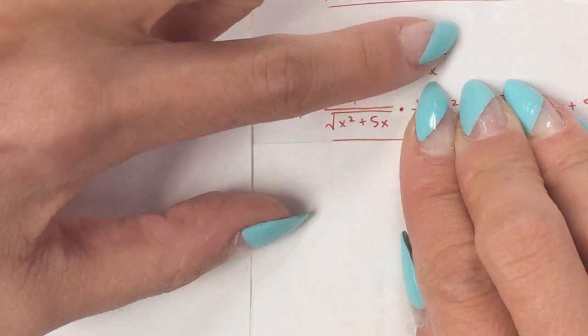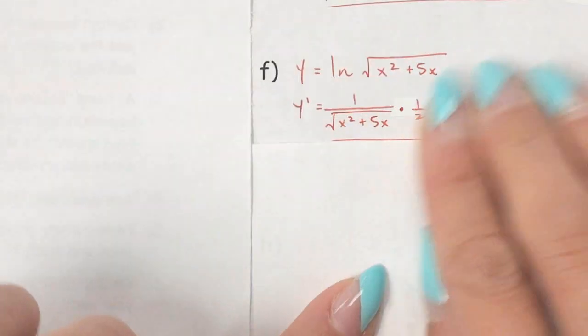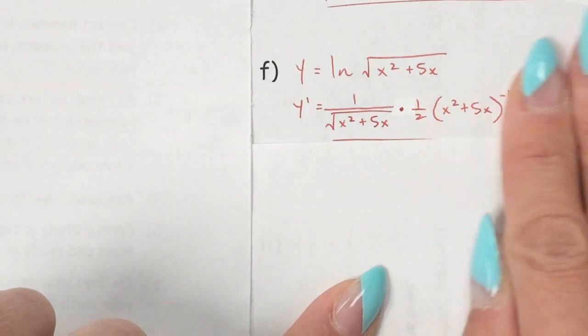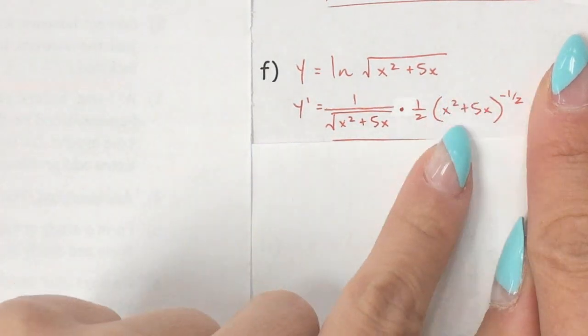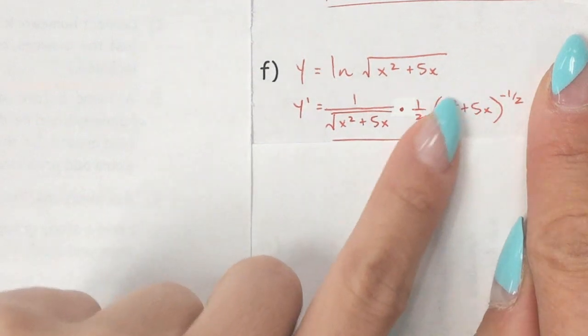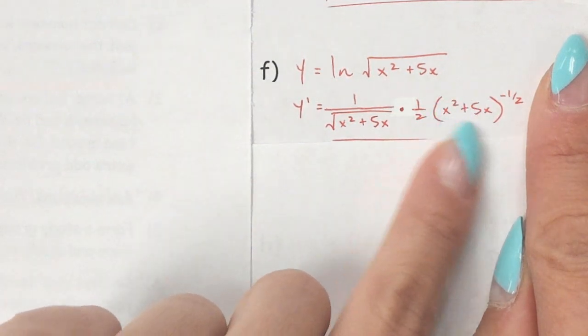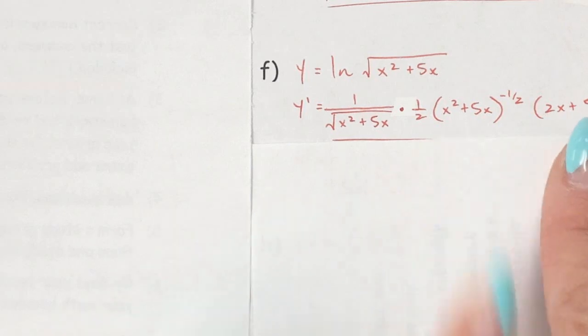Well, that's a quantity to the 1/2 power. So the 1/2 comes forward, and then you have a quantity to the negative 1/2 power because you minused 1 from the 1/2 power to get negative 1/2. And then you take the derivative of the box, which would be the quantity in here, which is 2x plus 5.